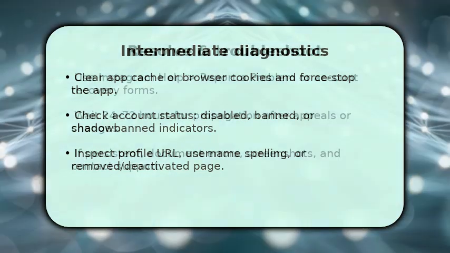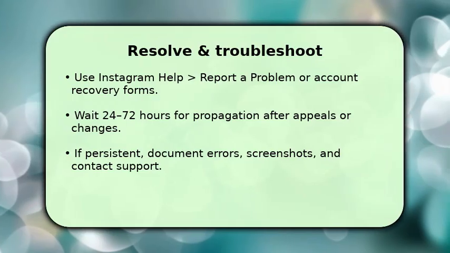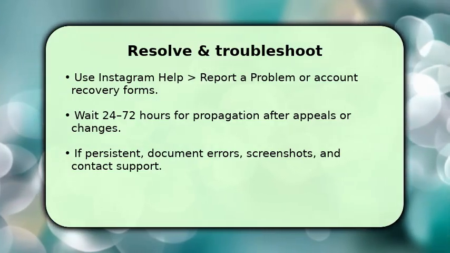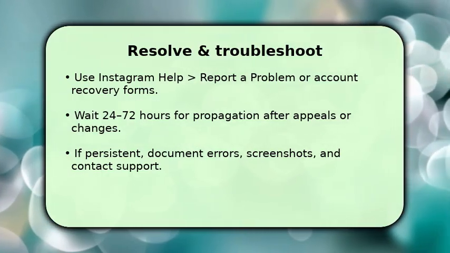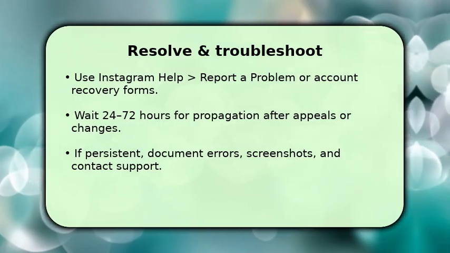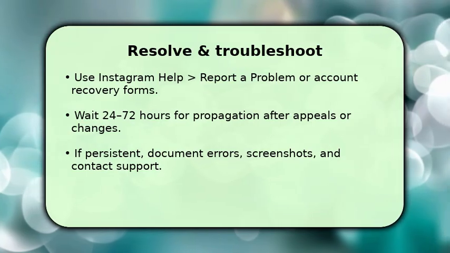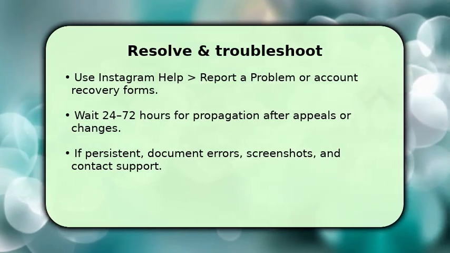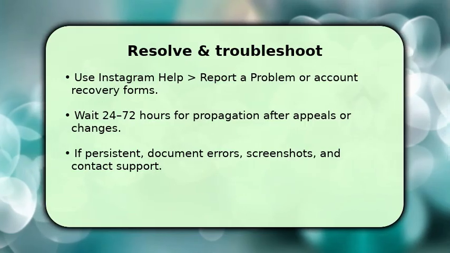To resolve, submit a formal report through Instagram's Help Report a Problem, or use the account recovery flow if you suspect a disabled account. Include screenshots and exact timestamps. Once you've filed, wait 24 to 72 hours for backend propagation and email responses, because some fixes need time.